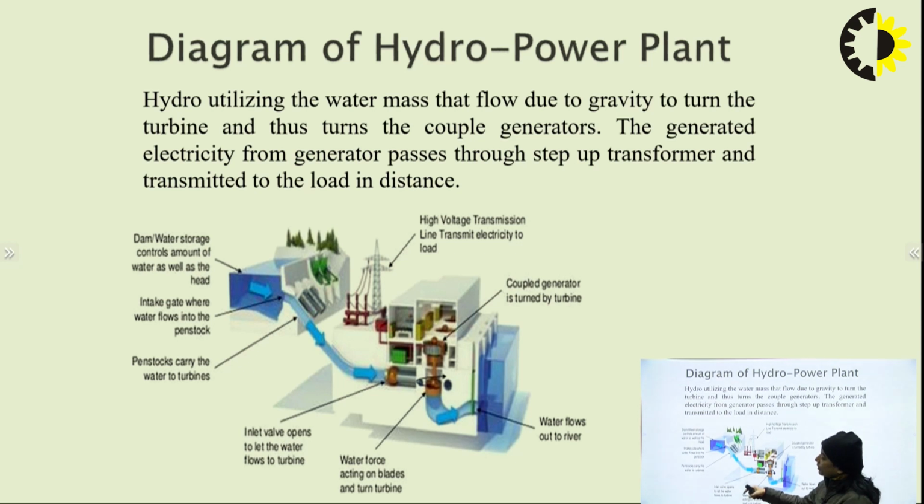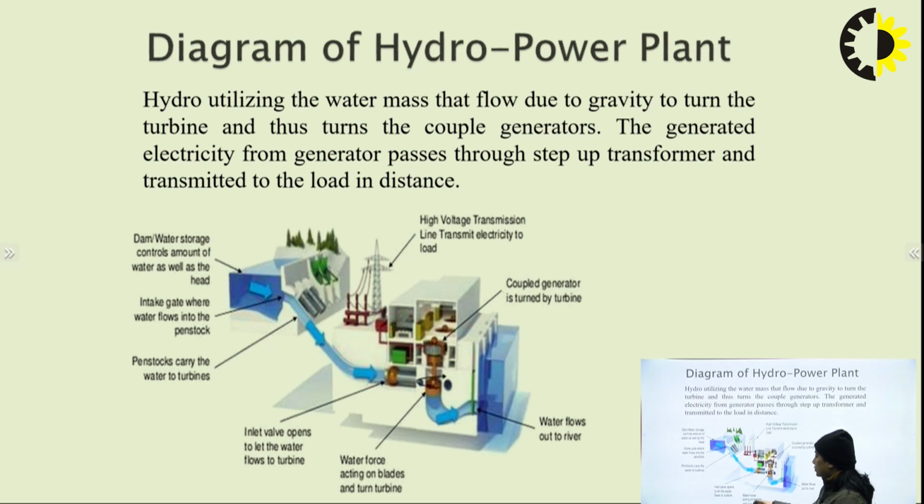We can control the flow of water into the penstock using the intake gate. The penstock carries the water to the turbine. This is the turbine here. So the penstock will carry the water from the dam to the turbine. When the inlet valve opens, it will let the water flow to the turbine. When we open the inlet valve, the water will flow through the turbine.